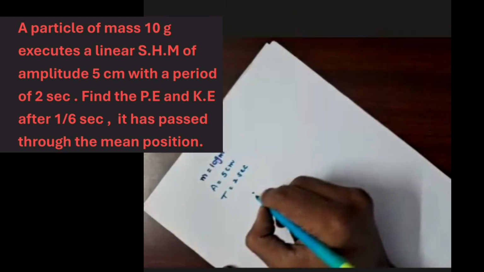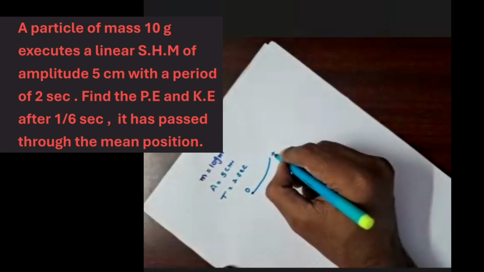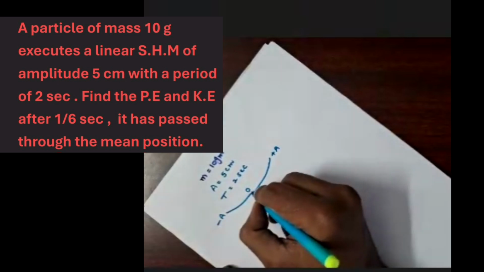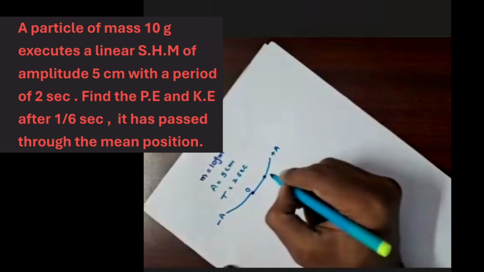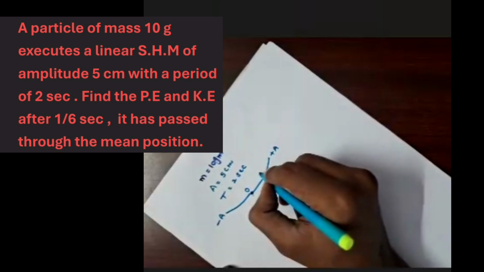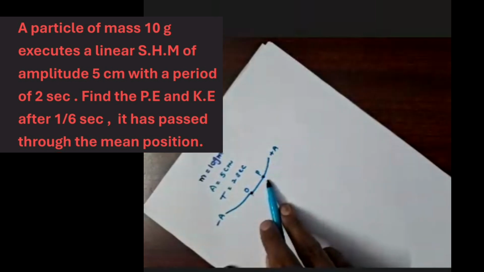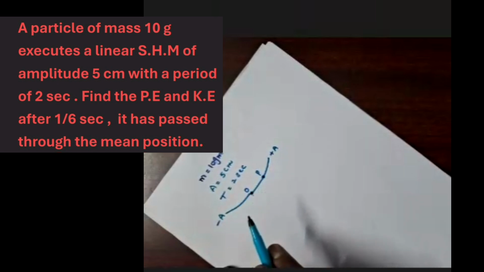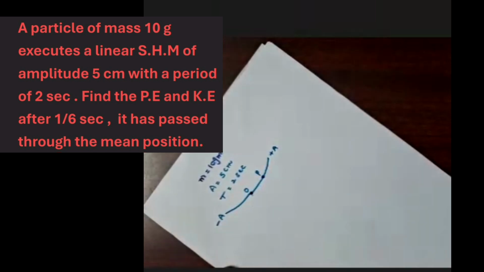So for example, this is the mean position. From the mean position, it is moving towards the extreme position. This is plus A and this is minus A. Either this side or this side, wherever it goes, it starts from the mean position. This is O and I'm taking this as P. From O to P, the particle reaches in the time given in the problem, 1/6 seconds. After 1/6 seconds, we need to calculate the kinetic energy and potential energy of the particle.